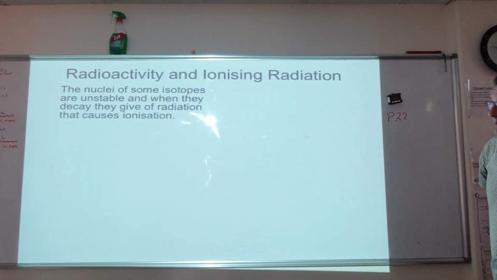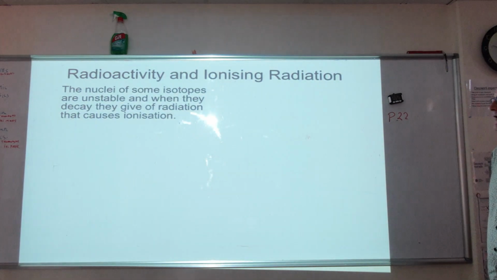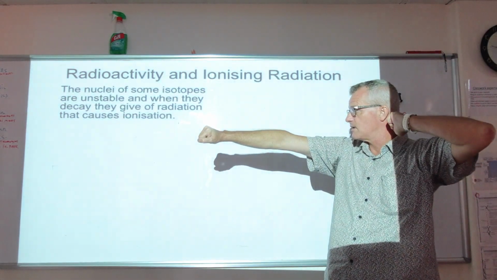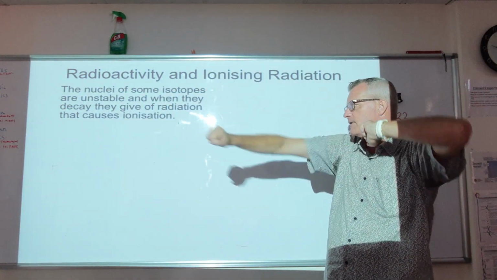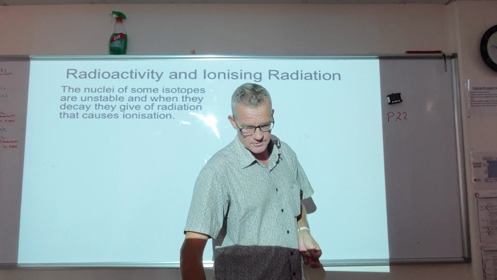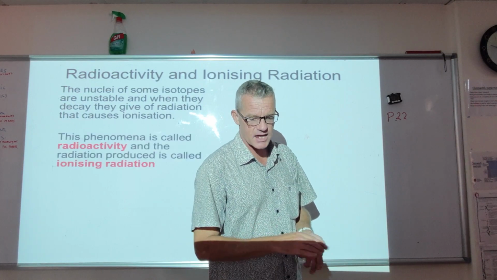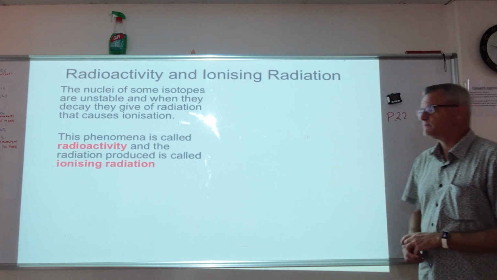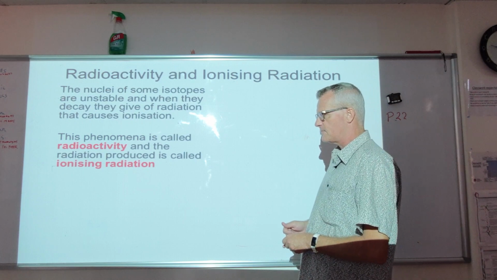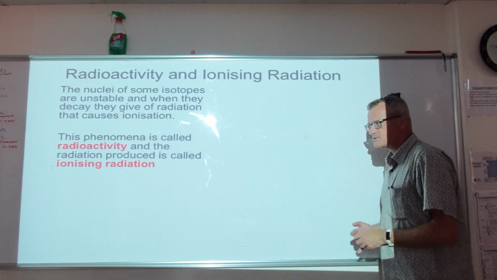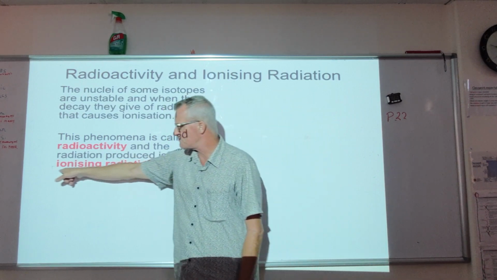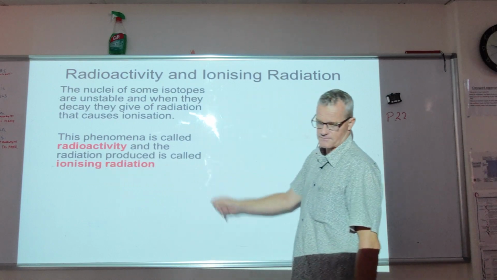The nuclei of some isotopes, as I mentioned before, are unstable and they decay. When this decay happens, they give off radiation. This happens in unstable atoms. This phenomenon is called radioactivity, and the radiation that is produced we call ionizing radiation. It has the property of ionizing atoms.